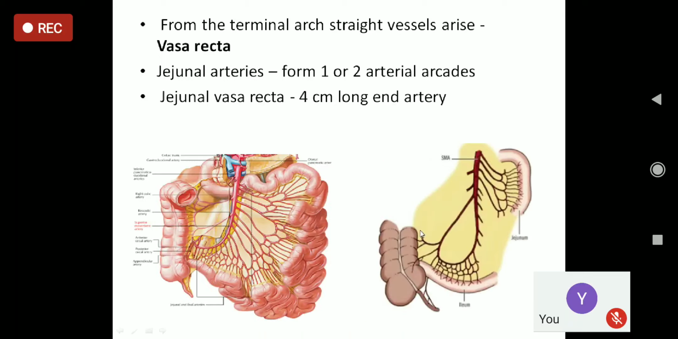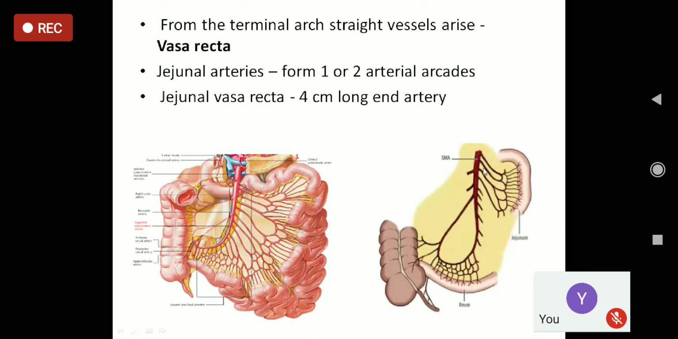Now, from the arterial arches, other vessels arise. You can see here, they are straight. From these arches, the straight vessels arise, and they are known as the vasa recta. These vasa recta enter the jejunum to supply it. And these jejunal arteries form 1 or 2 rows of arterial arches. Here you can see only 1 row, or maybe somewhere 2 rows. The length of the jejunal vasa recta is 4 centimeter long, and it is an end artery.